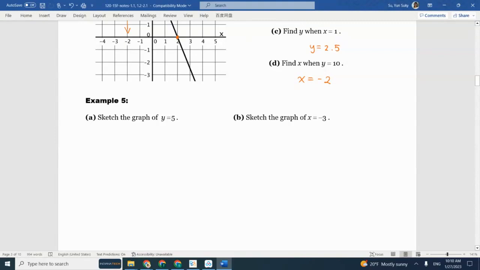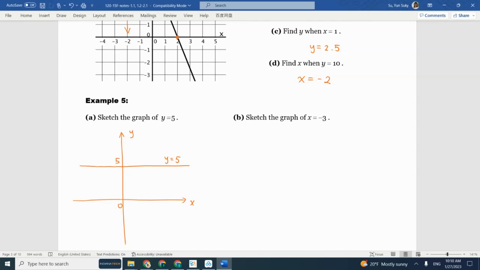Oh, okay. Sketch the graph of y equals 5. Okay, y equals 5. So this is the x-axis, this is the y-axis. This is 0. Y equals 5, so we go up 5. And y equals 5 is a horizontal line. Yeah? So y equals 5 is a horizontal line.